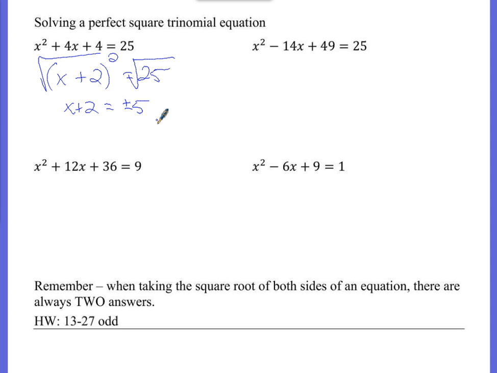Subtract 2 from both sides. When I do that, I wind up with x equals negative 2 plus or minus 5. And now I can simplify that, because I can do this math. This gives me x equals negative 2 plus 5, which is 3, and this also gives me x equals negative 2 minus 5, which is negative 7. That's how I get my two answers here.